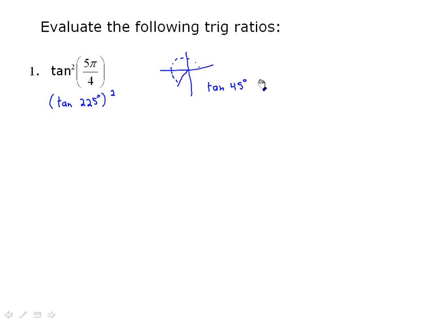So the tan of 45 is equal to 1. Because you're in quadrant 3, tan is positive, so it will be positive 1. And then when we square it, well, 1 squared is just equal to 1. Your calculator will tell you that if you went through it like that.